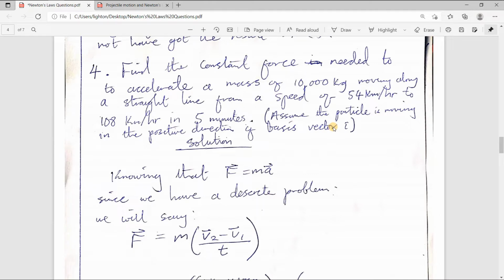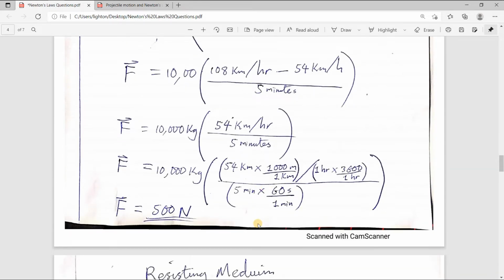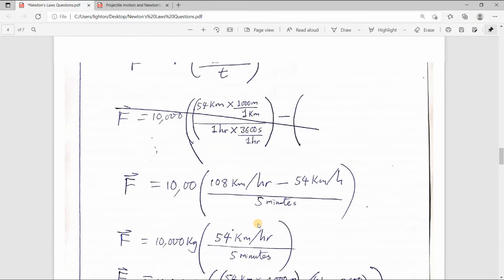So that's the assumption we've been given. So it's moving to the right. This particle is moving to the right.